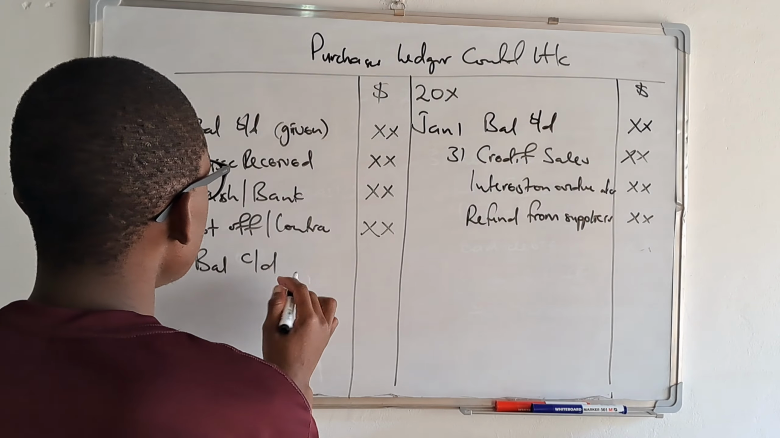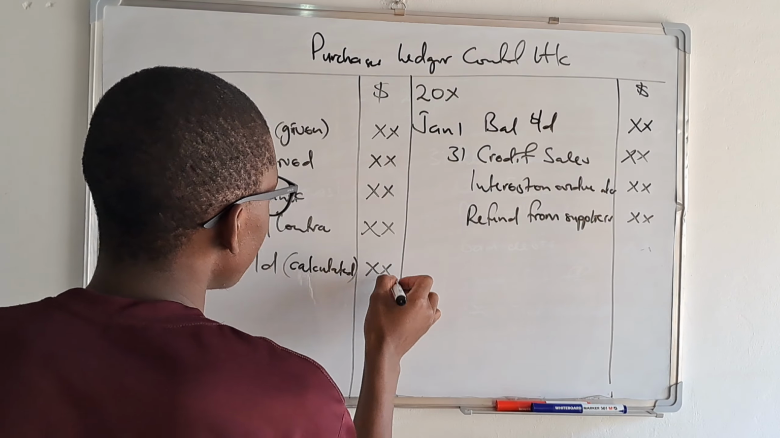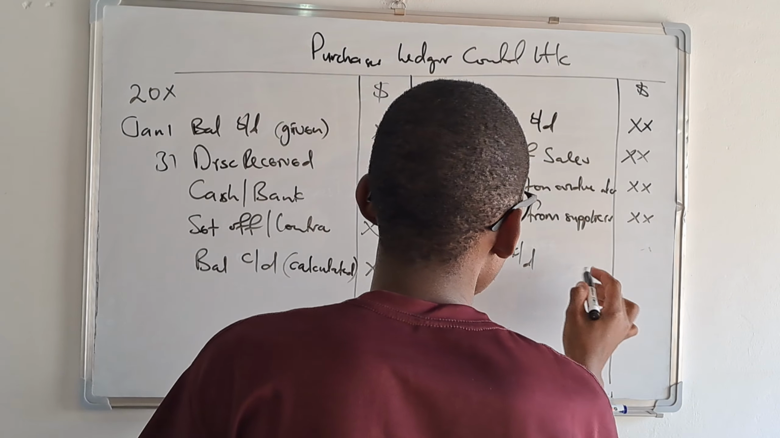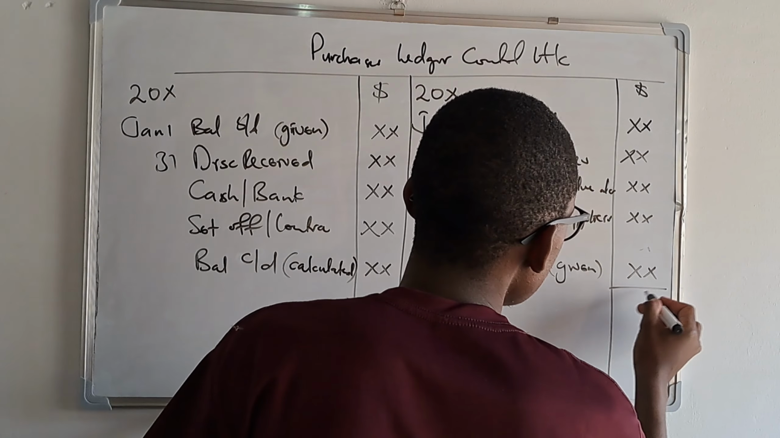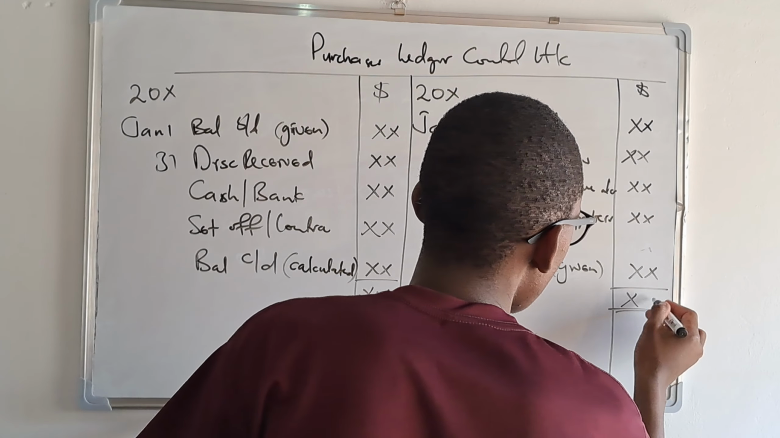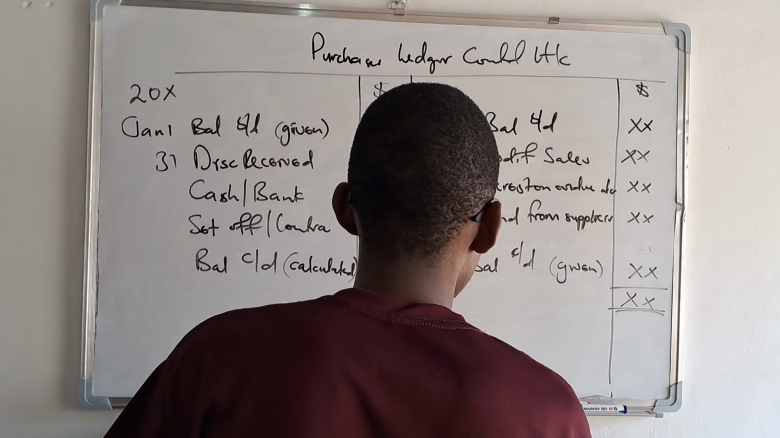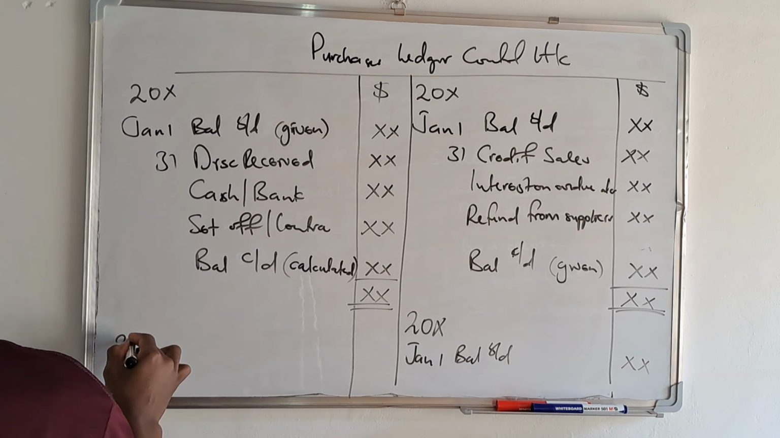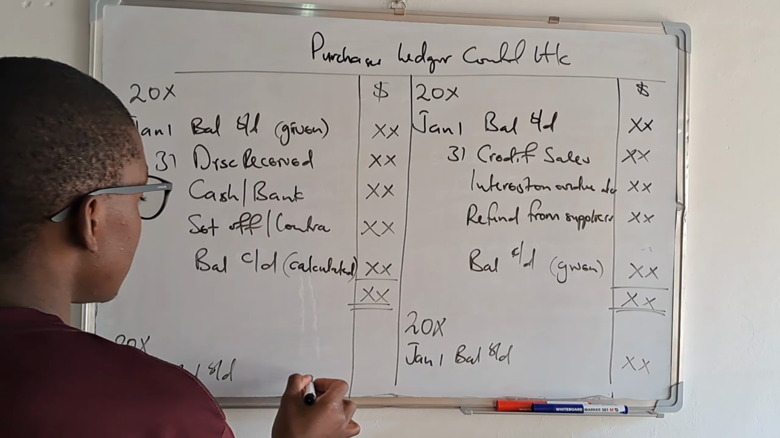Suppose this balance CD is calculated. You balance off. Then we have also a balance CD here. In most cases, it is given. Then you record the balance CD. You balance off your accounts, you add the totals. Then it will be 20x, January 1, balance BD. You record your balance BD.